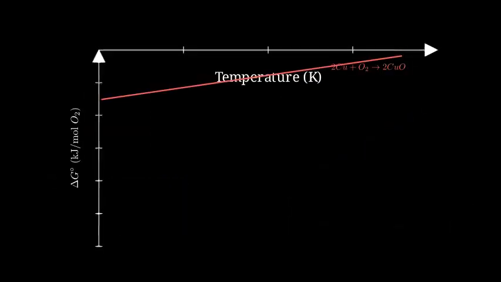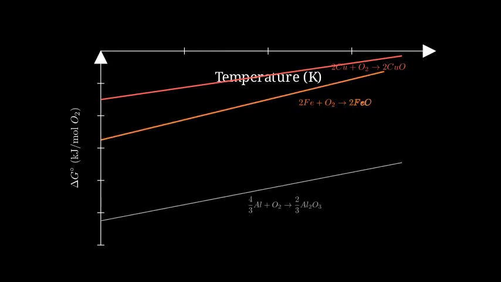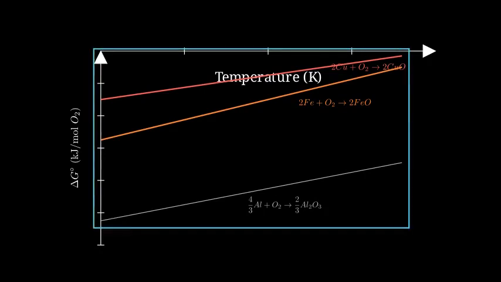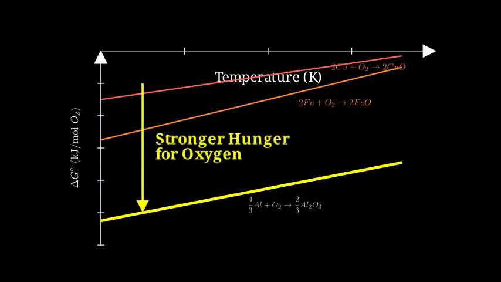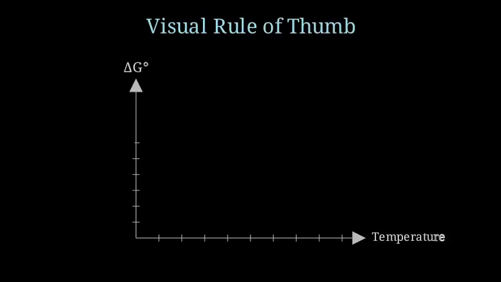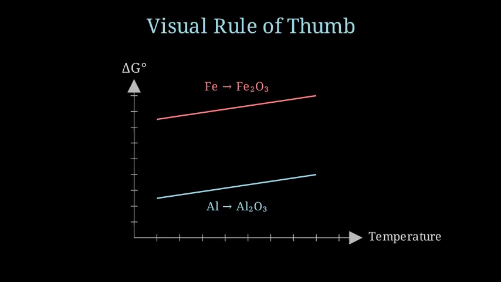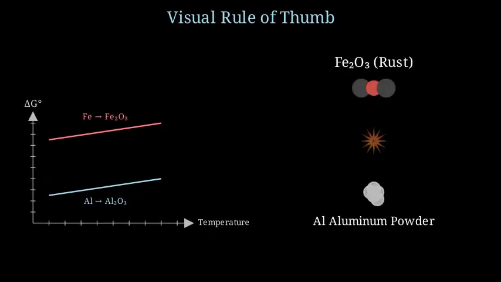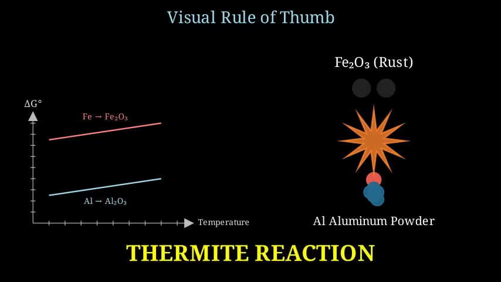Now, let's add more lines. Let's look at aluminum way down at the bottom and iron somewhere in the middle. Here is the first big aha moment. Any metal whose line is lower on the graph has a stronger hunger for oxygen than the metals above it. This leads us to a visual rule of thumb: a metal can steal oxygen from any oxide whose line sits above it. Since aluminum's line is much lower than iron's, if we mix aluminum powder with iron rust and ignite it, the aluminum will aggressively rip the oxygen away from the iron. This is exactly how a thermite reaction works.